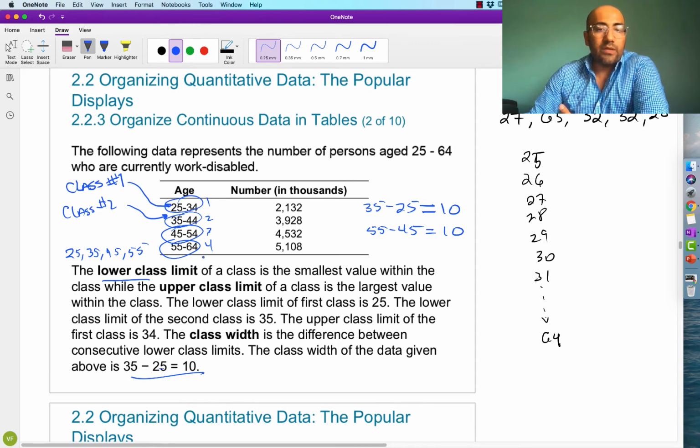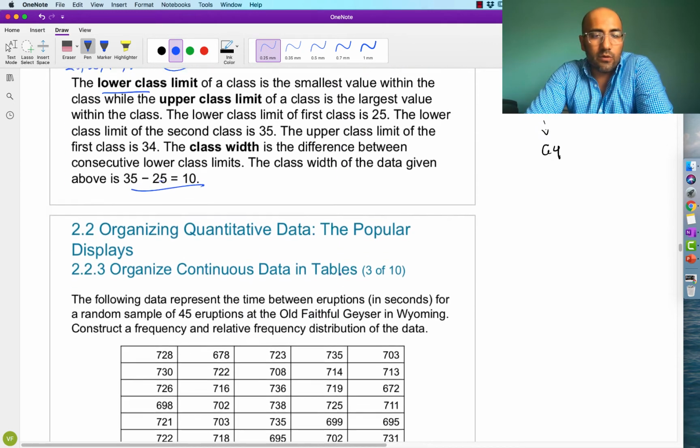When we're presented with a table already, we should know that the class widths are going to be the same. Or when we create our own histogram, we have to know that we want the class width to be the same. Okay, let's keep going.